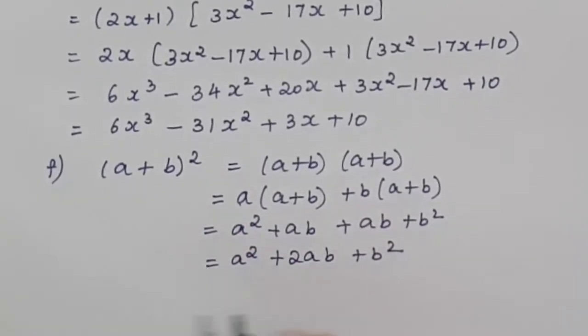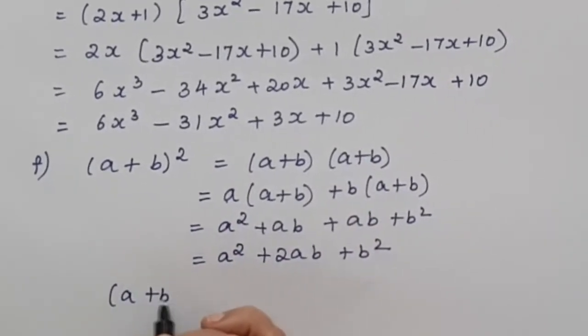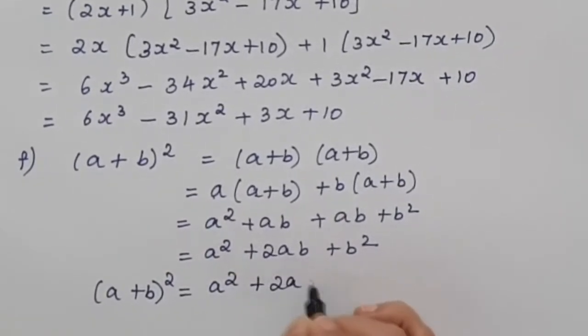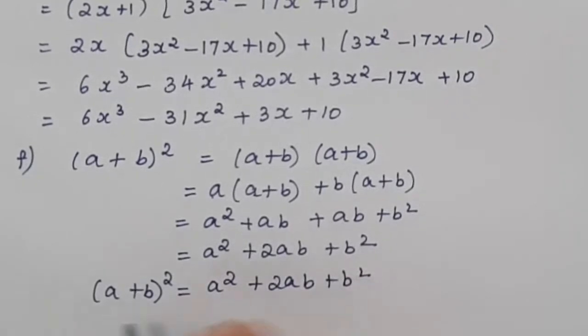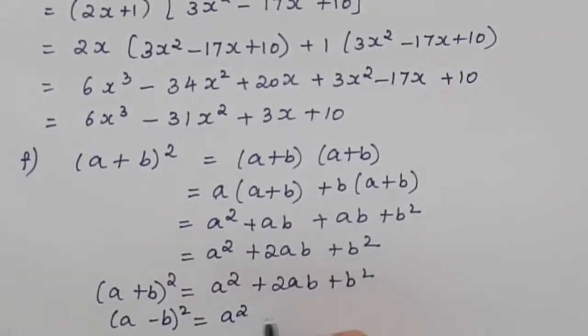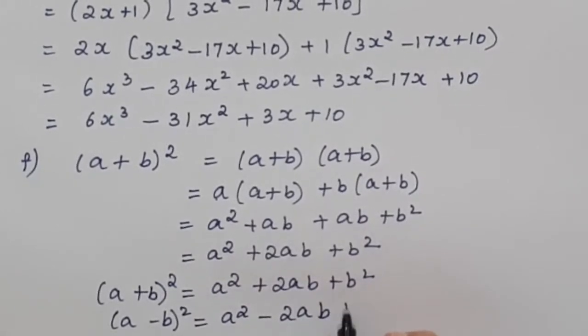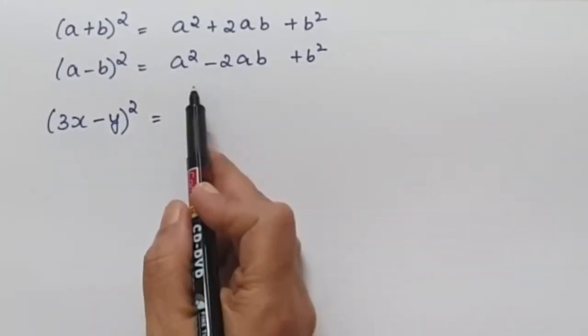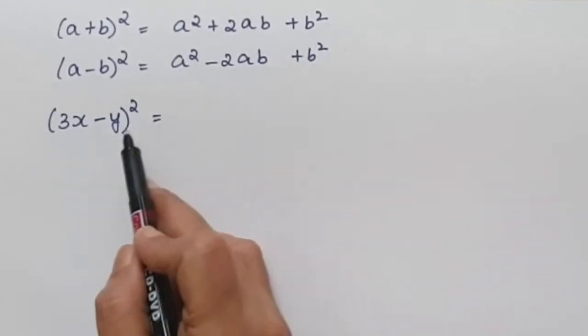So from here only we get a formula: a plus b the whole square equals a squared plus 2ab plus b squared. In the same way, a minus b the whole square equals a squared minus 2ab plus b squared. Now let us apply this formula and expand, and we'll expand normally and check whether we get both the same answers.